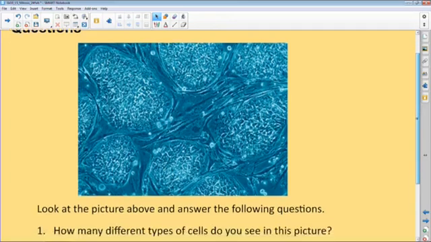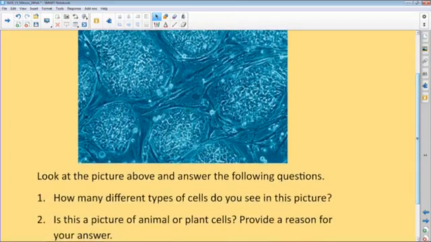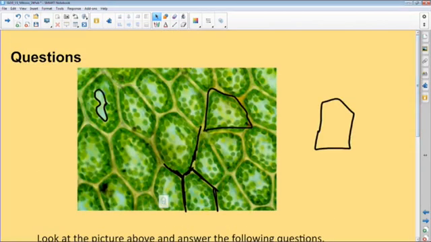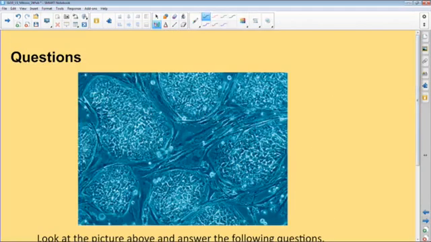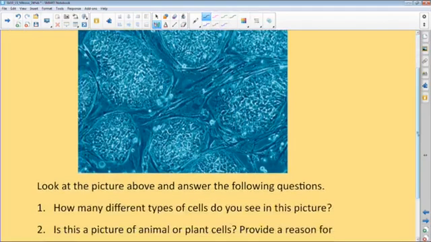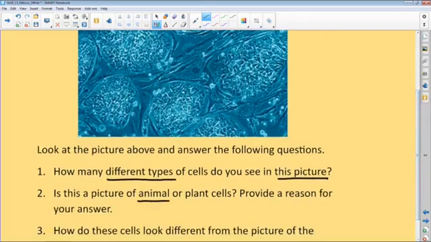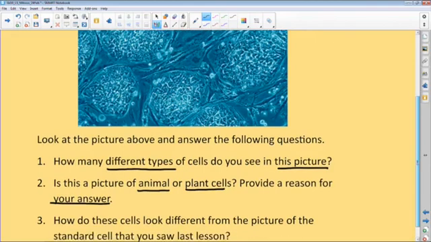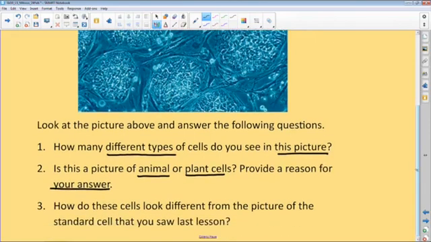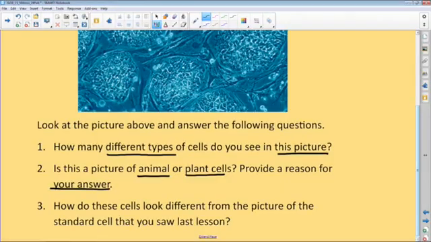And the questions are, how many different types of cells? Let's go back there and get our pens going. How many different types of cells do you see in the picture? Different types. Okay, think about it carefully. Is this a picture of an animal or a plant cell? Provide a reason for your answer. And how do these cells look different from the pictures of the last session? Okay, I'm going to give you 3 minutes. Ready, steady, go.